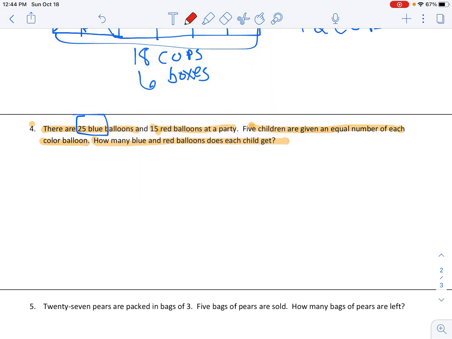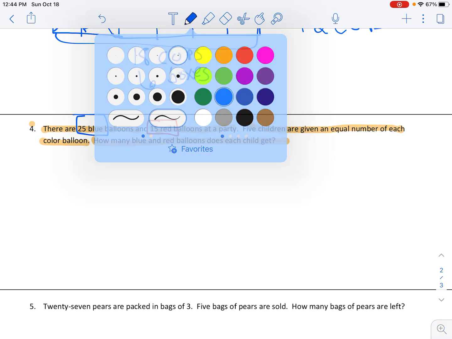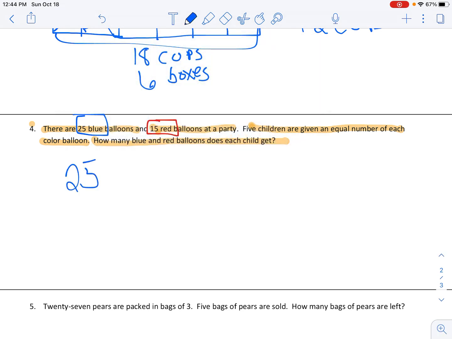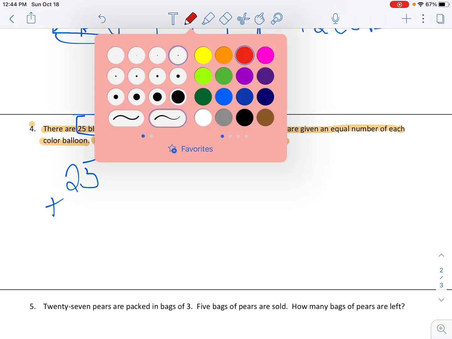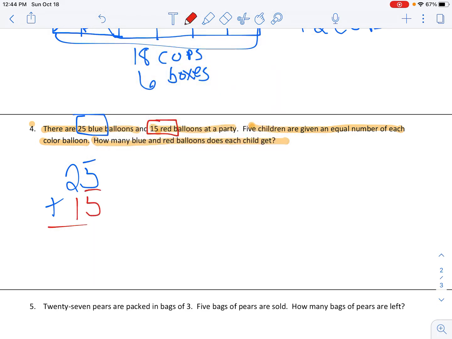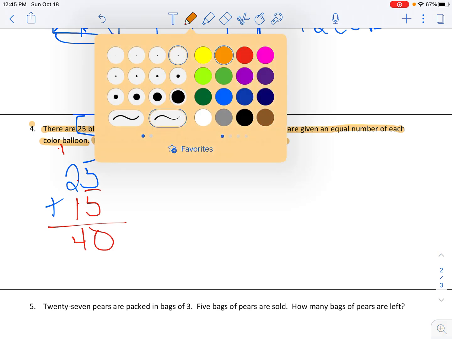I need to have 25 blue balloons and 15 red balloons. Well, how many balloons do I have all together? Let's figure that out first. I have 25 blue plus I have 15 red. So all together I have 5 plus 5 is 10. Carry the 1, 2, 3, 4. I have 40 balloons all together.